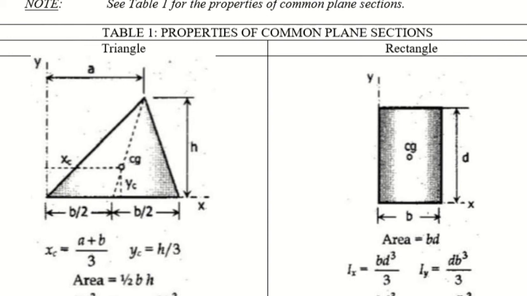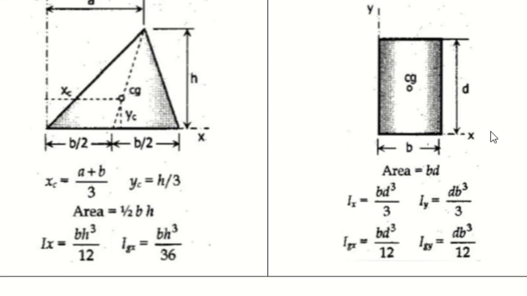Tapos of course yung given area, alam na natin yan. 1/2 times base times height. Tapos yung IX is BH cube over 12. Tapos yung IGX is BH cube over 36. Ito rin same sa rectangle. Sa rectangle, we have this IX. IX is this one. It's B times D cube over 3.